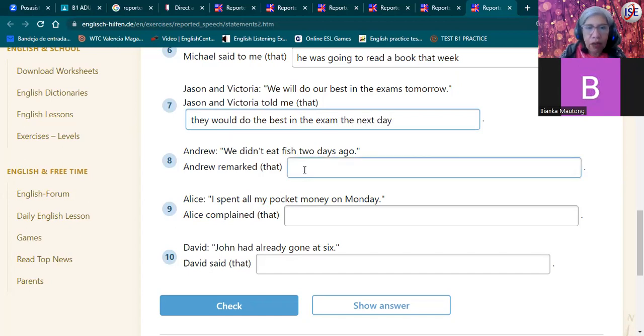The next day. We didn't eat fish 2 days ago. Andrew remarked that they hadn't eaten fish 2 days before.